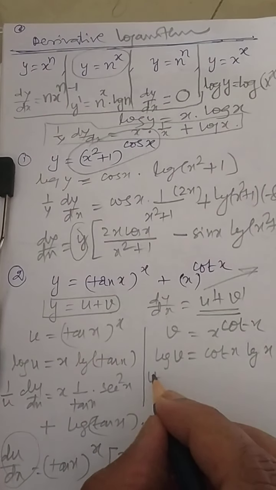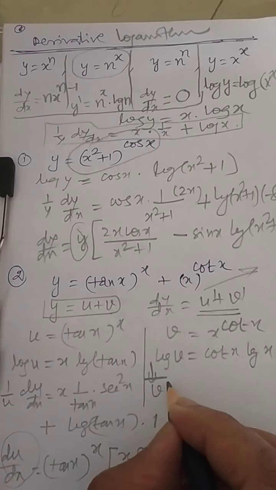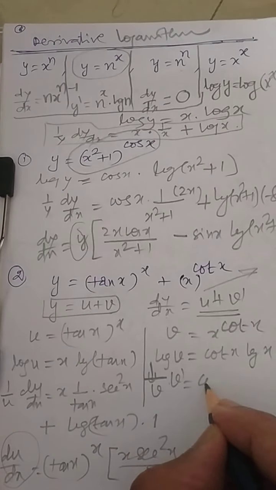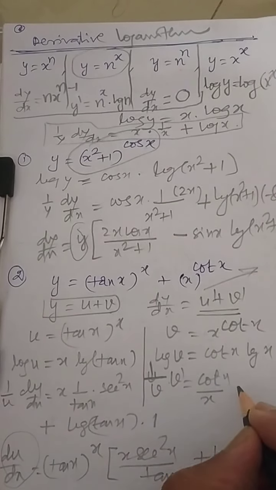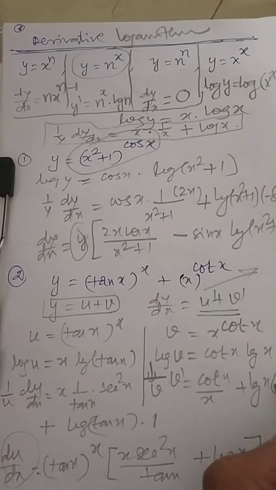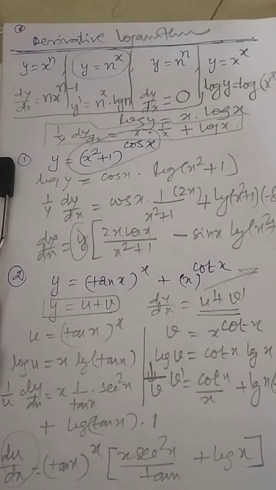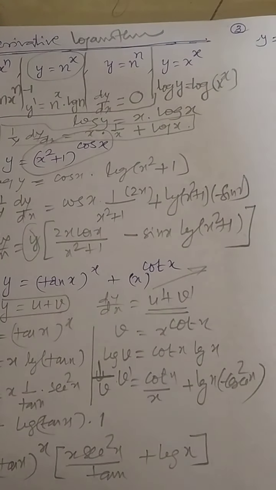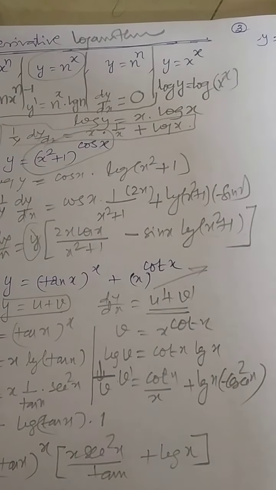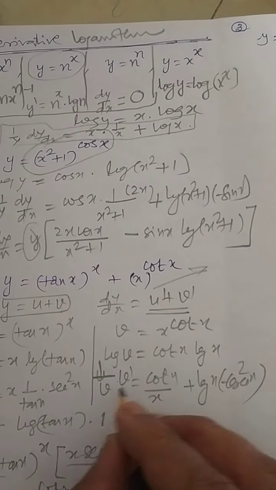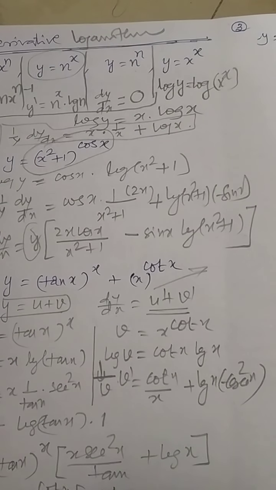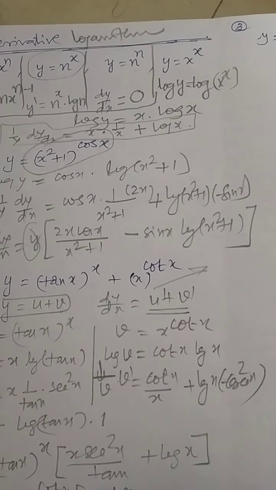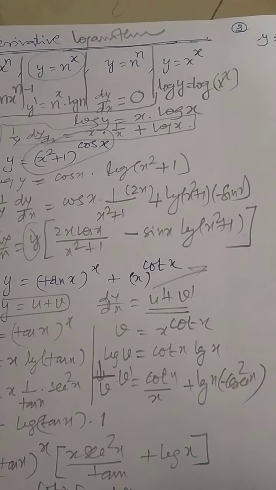So 1 by v into v dash will be equal to cot x upon x plus log x into minus cosec square x minus cosec square x. Now I am just writing dv by dx. dv by dx is nothing but x raised to power cot x as it is. This v is to be shifted, cot x upon x minus cosec square x into log x.